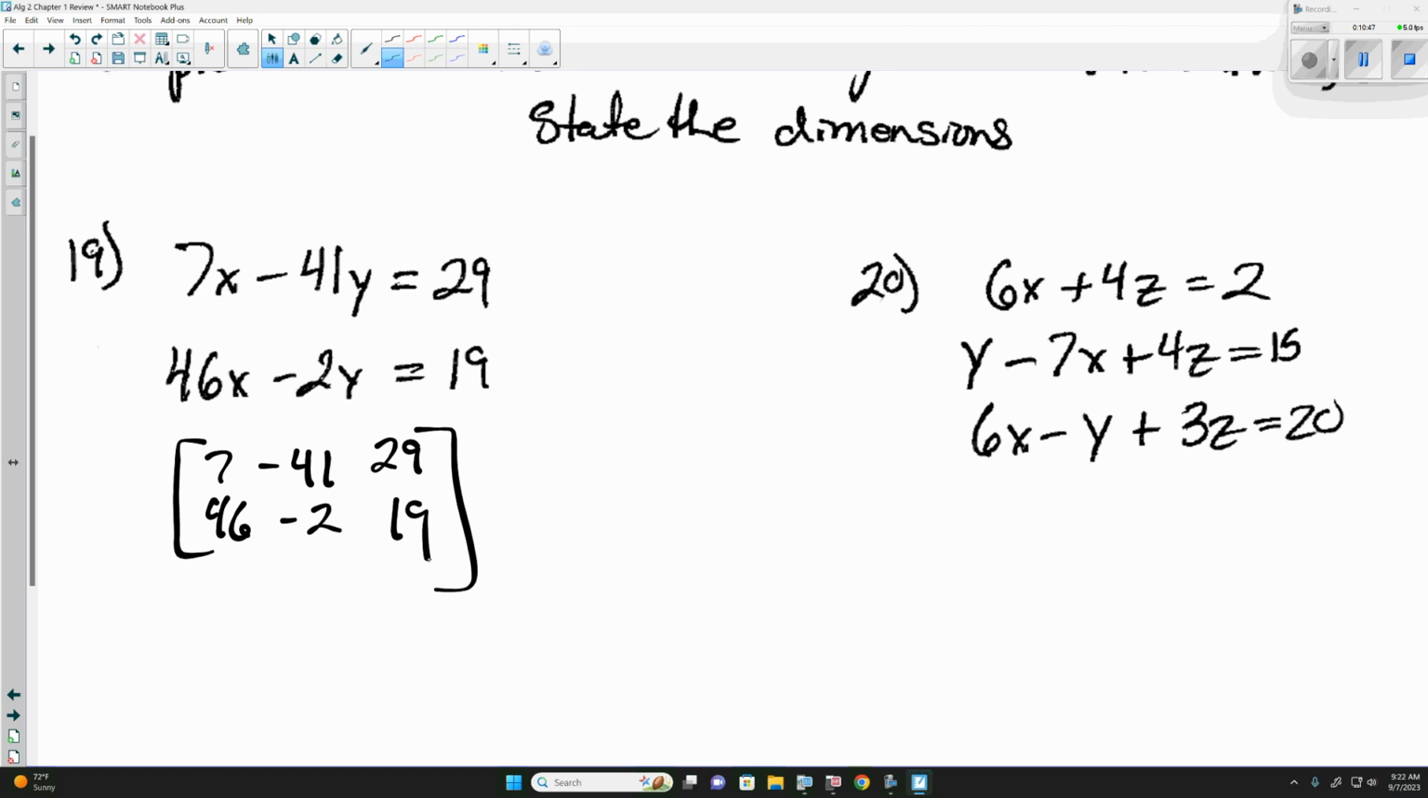Now one thing we do need to make sure is one, they are in the correct order: X, Y, Z. If there's no Z, like 19 didn't have Z in either equation, we do not include it in the matrix. So we do have this here. Now it is a 2 by 3.